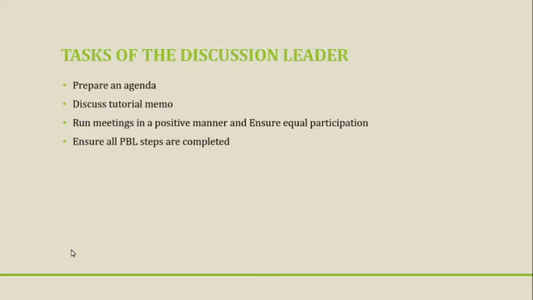In addition, it's important that the discussion leader ensures that all problem-based learning steps are completed adequately, enough to address the problem, and the discussion does not deviate from the task at hand. It's important that the team members and the discussion leader enforce the rules of active listening and accountable conversations as discussed in Unit 2.